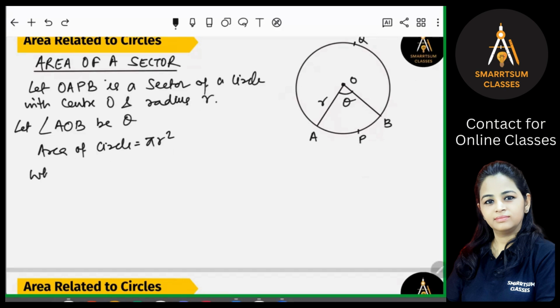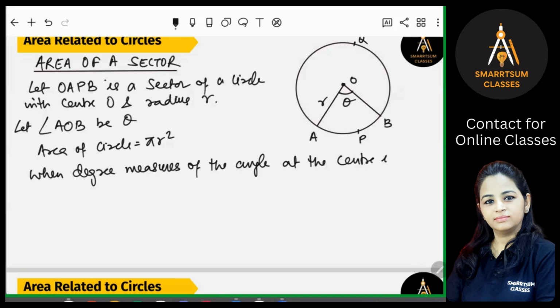So write down: when the degree measure of the angle at the center is 360 degrees, then what will be the area of the sector? Area of the sector will be pi r square, right? We are just considering that the circle is a circular region. It is a big sector having angle 360 degrees, right? Then what will be the area of this sector?